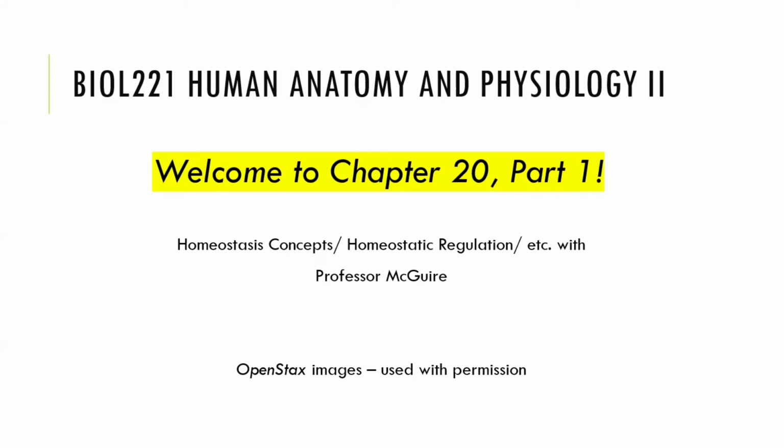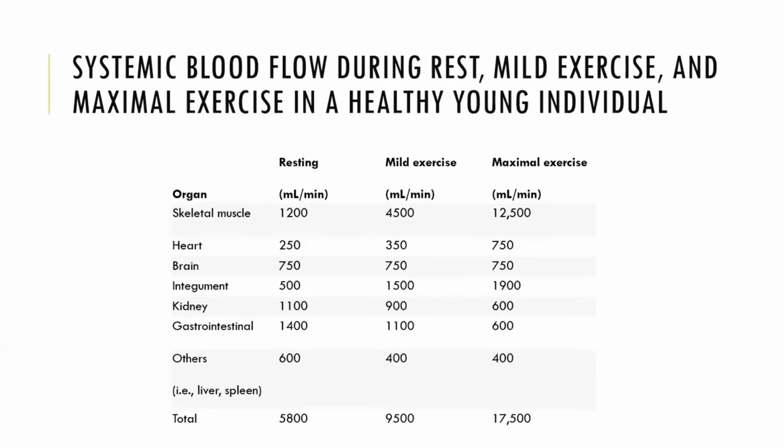Right, so as we begin our study of chapter 20, we're going to be talking about homeostasis and homeostatic regulation of our vascular system. In order to maintain homeostasis in our cardiovascular system and provide adequate blood to the tissues, our blood flow must be redirected continually to the tissues as they become more active.